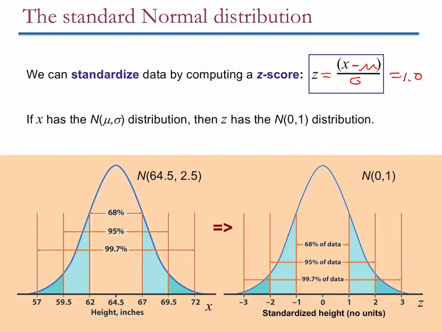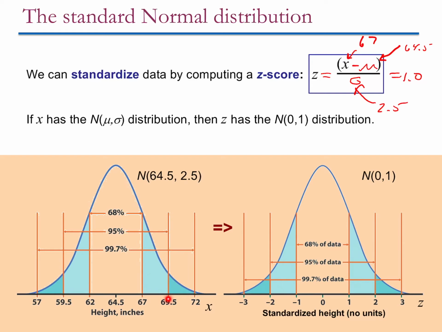1.0. Okay, now again, that's if x equals 67, if your mean is 64.5, and if your standard deviation is 2.5. You get a z-score of 1. That means that 67 inches is plus 1 standard deviation away from our mean.